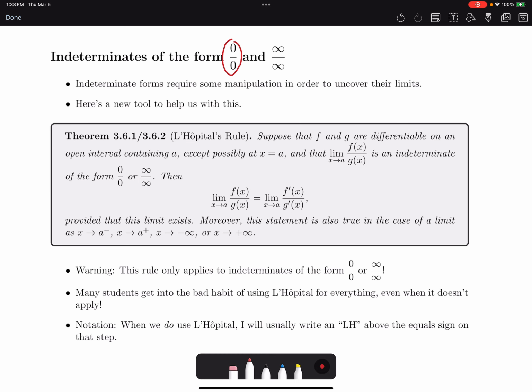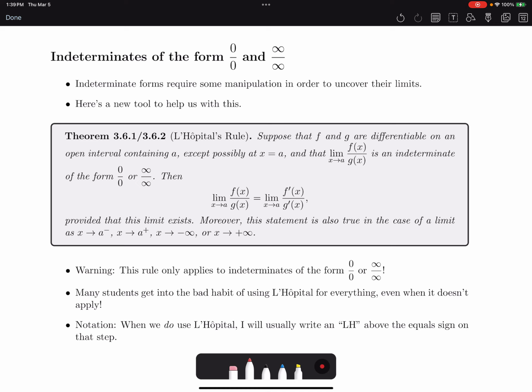What we've done in the past, whenever we encountered an indeterminate of the form 0 over 0, is try some kind of algebraic trick or maybe some trig to eliminate the 0 in the denominator. We spent a lot of time in chapter 1 learning how to do that sort of thing. But here's a new tool that helps us with those kinds of limits, and it's called L'Hopital's rule.